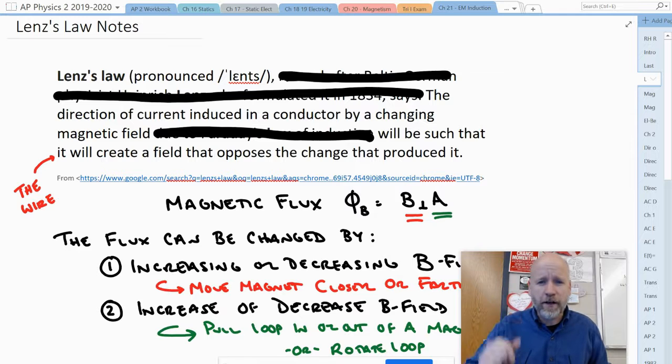It all comes back to the right-hand rule and boiling Lenz's law into a simple series of steps. If you can handle that, you can figure out the direction of the induced current caused by Faraday's law. All right? Now let's try it.